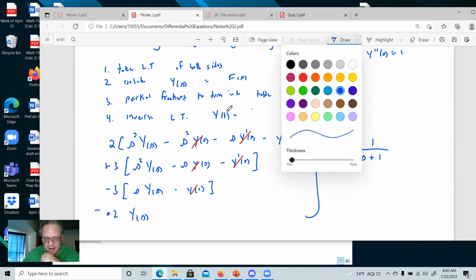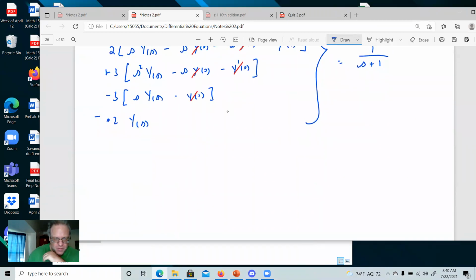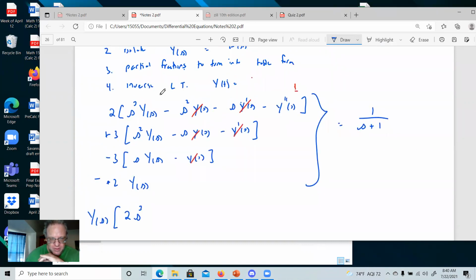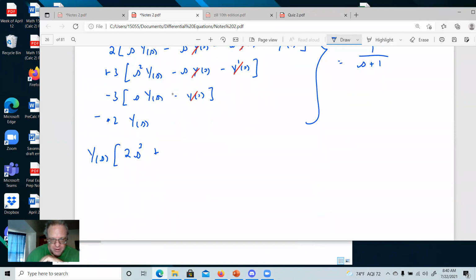So let's go ahead and ease that into our problem here. So what do we have? We have Y of s, and now we're going to have 2s cubed plus 3s squared minus 3s minus 2. I wish there was a cutesy little thing here to factor, but there really isn't. There might be.